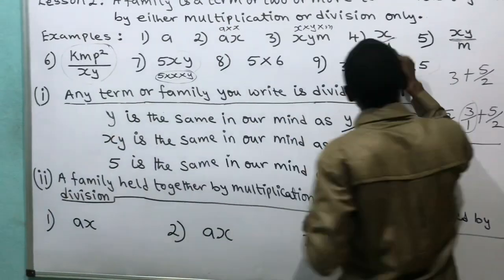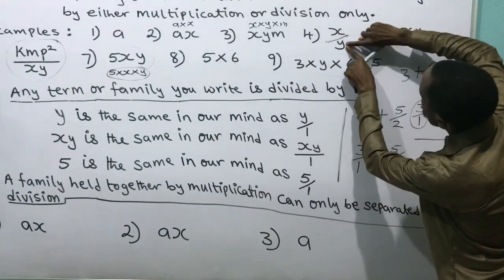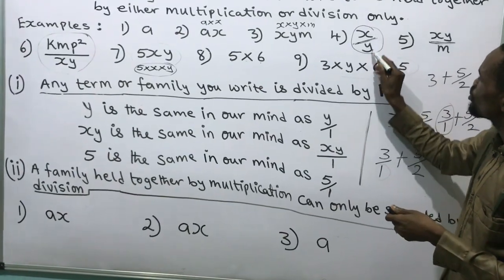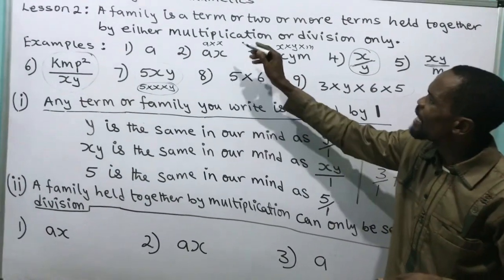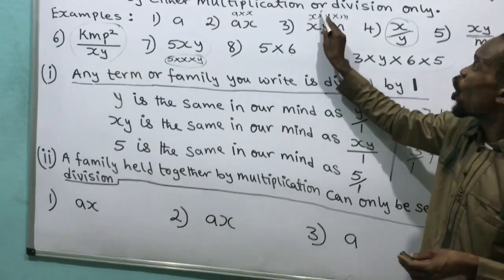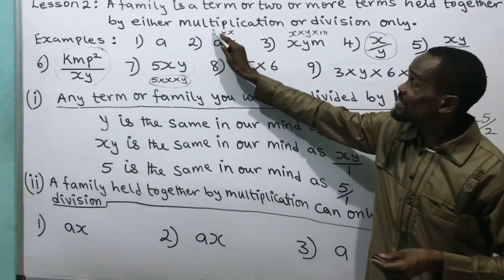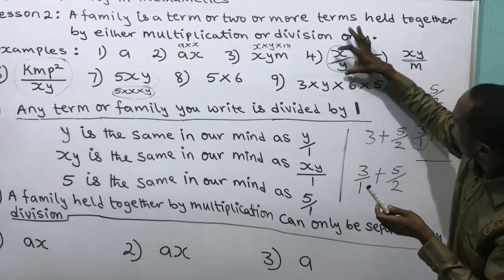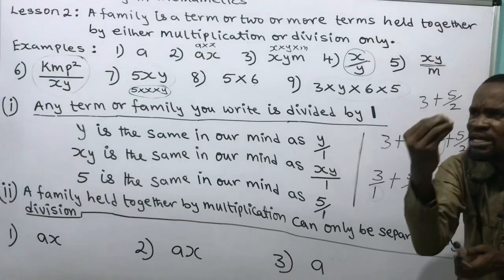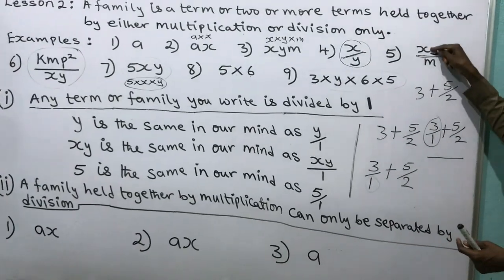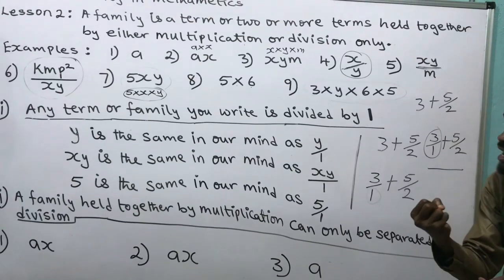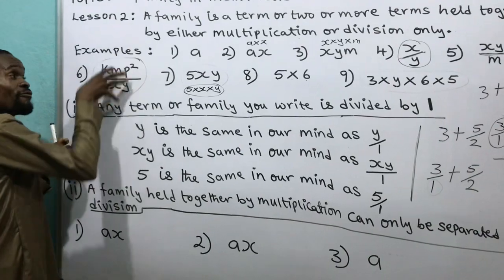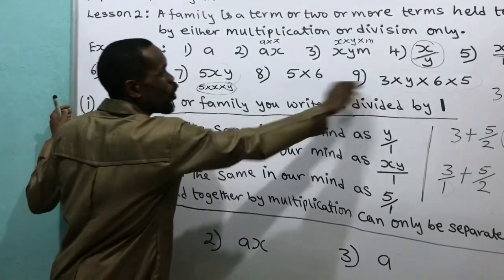Then coming to this one. This is a family held together to be what? One family. And what holds these two things together to be one family is division. We said a family in mathematics can be held together by multiplication or division. So if division is holding these two things, that means they're one family. And here, division is holding these two things, therefore they are one family. And here also, division is holding these two things, therefore they are all one family.